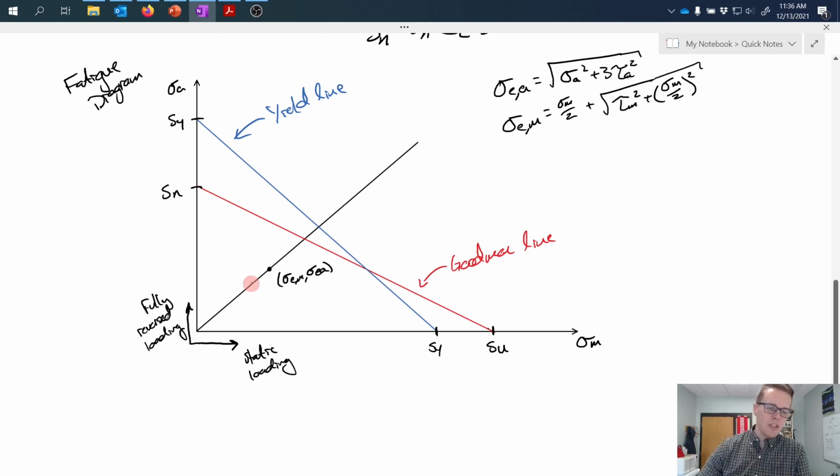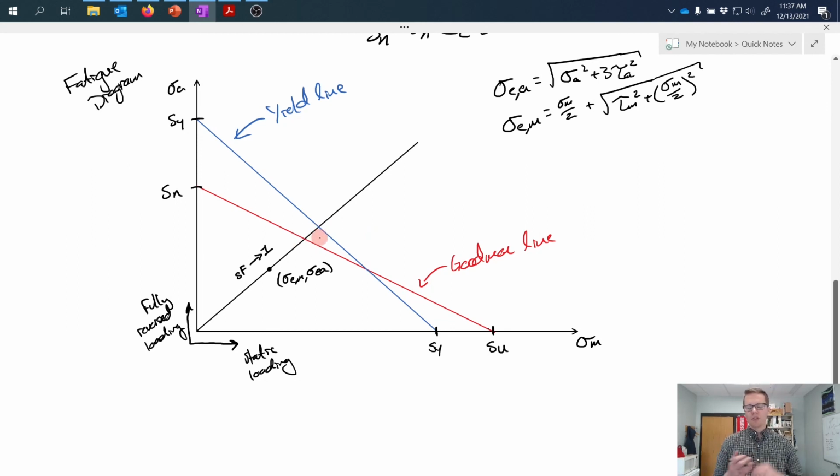And as you might imagine, as this line moves out closer and closer to failure, my safety factor approaches 1. So my safety factor is decreasing, decreasing, decreasing until I hit that intersection point and see failure.